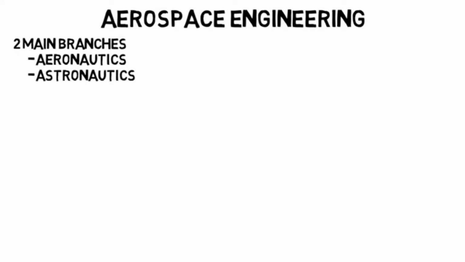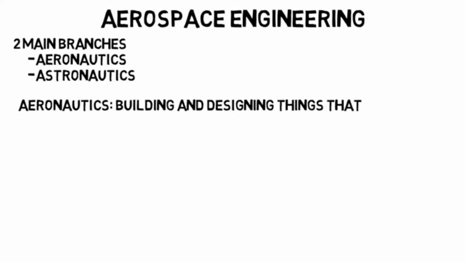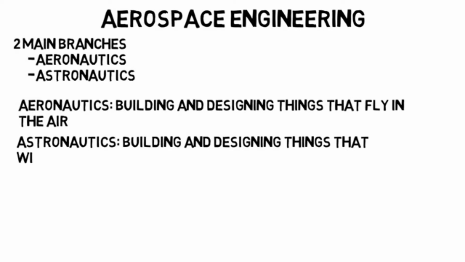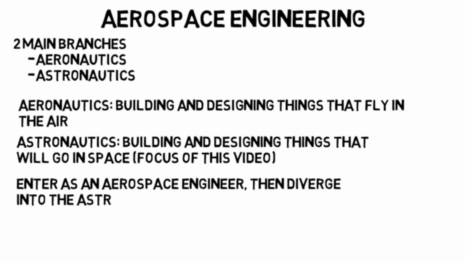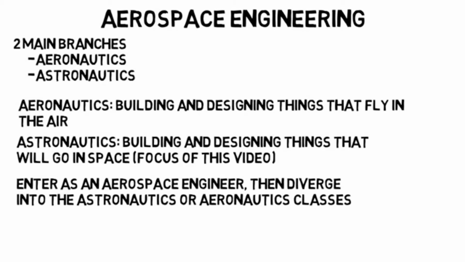Aerospace engineering is broken up into two different main branches, aeronautics and astronautics, which have their similarities and differences. Aeronautics has to do with building and designing things that fly in air, whereas astronautics is about building and designing things that will go into space, which is the focus of this video. For many schools, you would simply enter as an aerospace engineer, then you diverge into the astronautics or aeronautics classes later on.